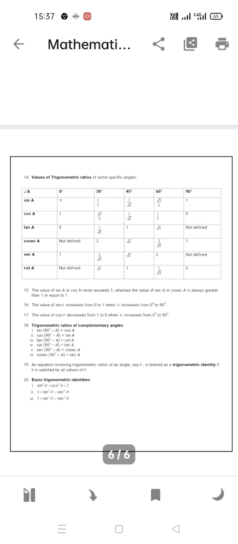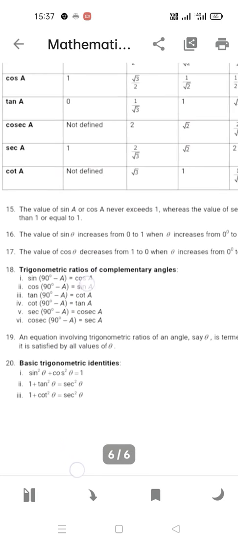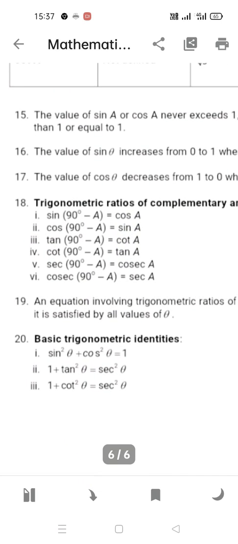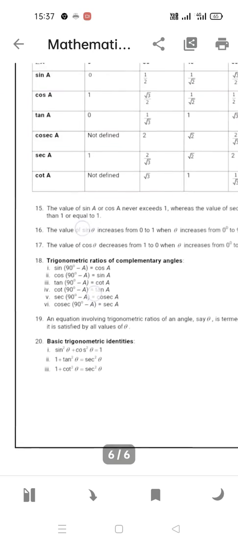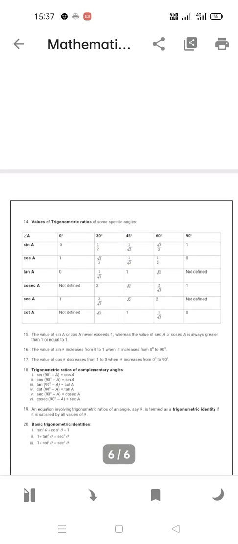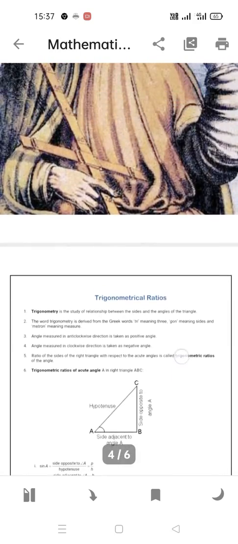And the last postulate is basic trigonometric identities. These are some basic trigonometric identities. Sine square theta plus cos square theta is always equal to 1. 1 plus tan square theta is equal to sec square theta, and 1 plus cot square theta is always equal to cosec square theta. So these are all 20 points which are very mandatory for you for trigonometry.